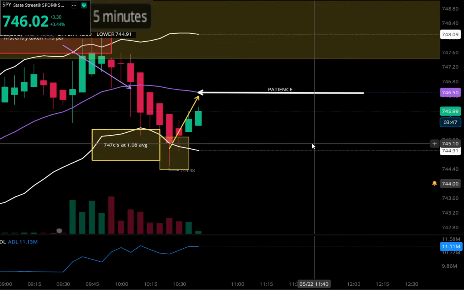So again, our conditional order is set to the 746.49. So we're roughly 50 cents away from our exit here. I have 10 contracts. I will be exiting 8 of them at that level. I have it automatically set up to do so, and I will be keeping the runners to run.